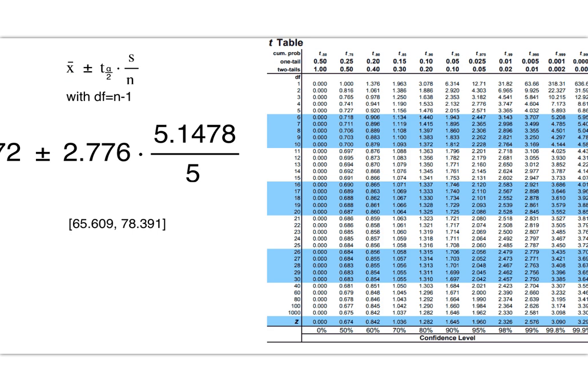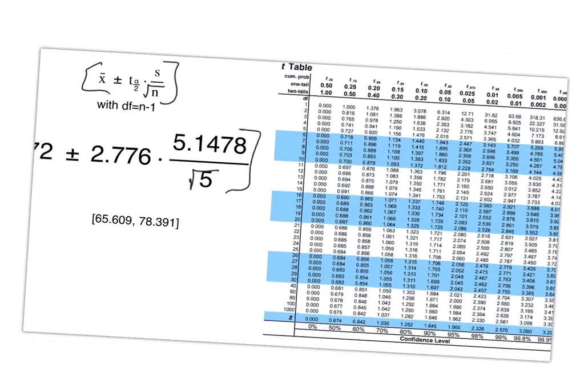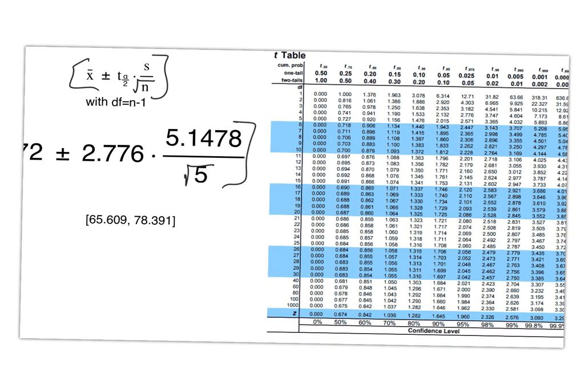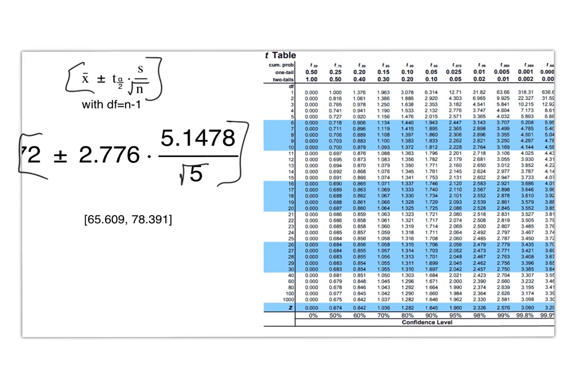So let's add my stuff back in here. This is square root of n, so that's square root of 5. Brackets here, brackets around everything there. I don't know why my 72 is off my page, but that's 72. X bar was 72, S was 5.1478, N was 5, so square root of 5. And then this, the t value. We're going to look at my t table.